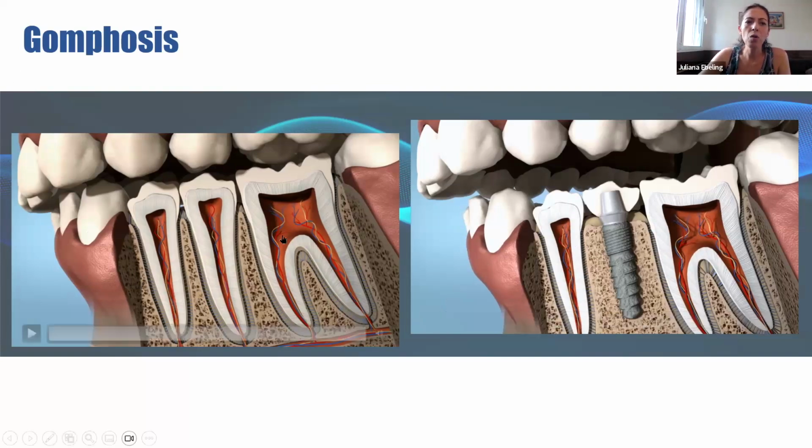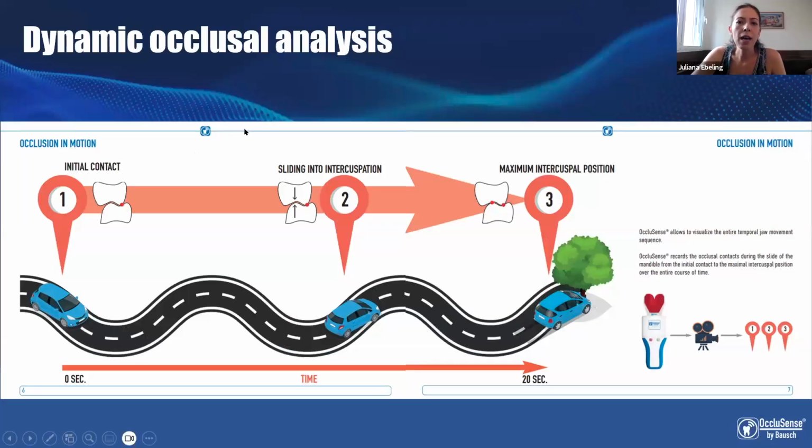And regarding gum problems, we have to consider too that if I have periodontal disease, I have less support and I have more movement. So many of these situations we have to keep in mind when we analyze a specific patient. So different, as I said, from the other devices that are very helpful in the clinic, but no other device gives us what OccluSense gives us.